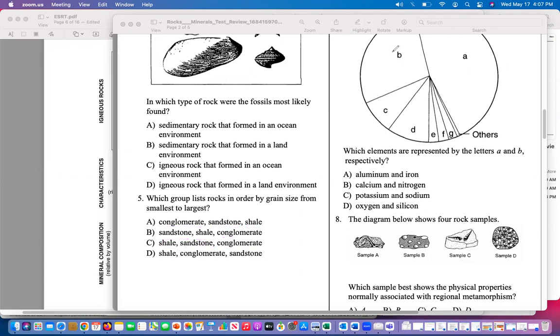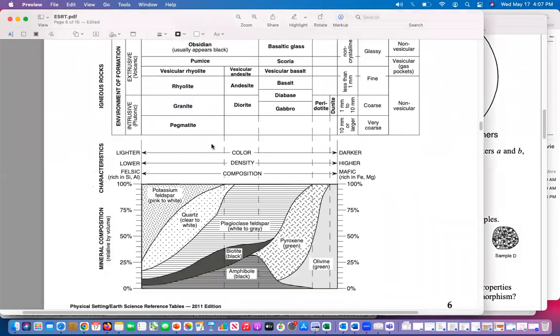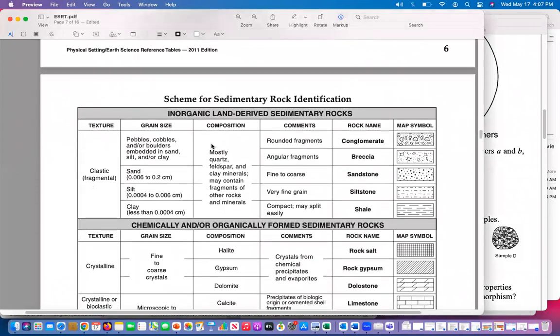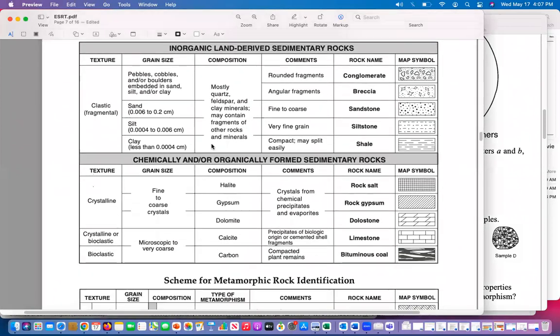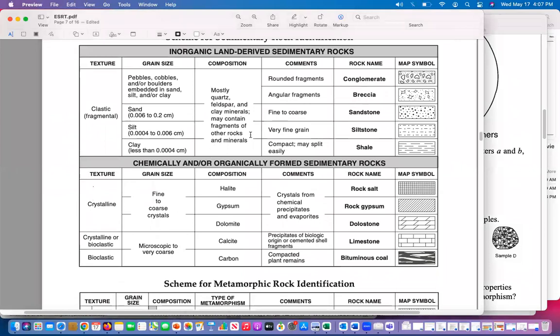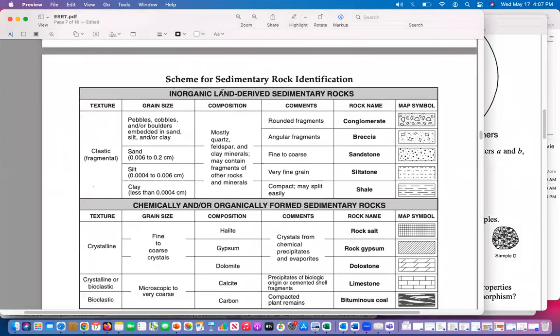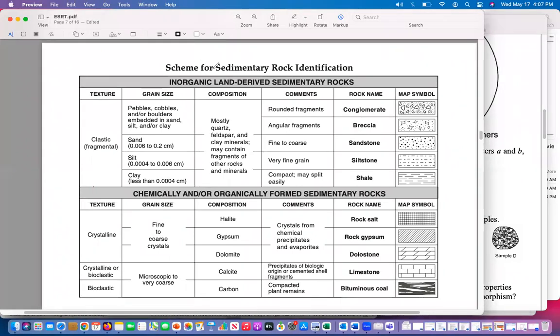I know my reference tables. Once you get really good at identifying the rock, you can even know what type of rock it is just because you're so familiar with the reference tables. So sandstone, shale, and conglomerate, I'm scrolling and I already see, it's in the sedimentary rocks. Shale, sandstone, and conglomerate. And one of the things I see is grain size. They want it in order from smallest to biggest.